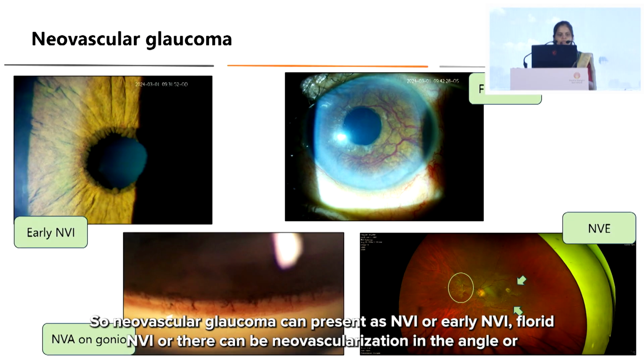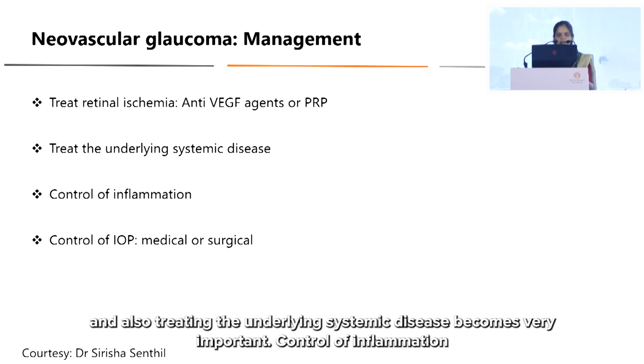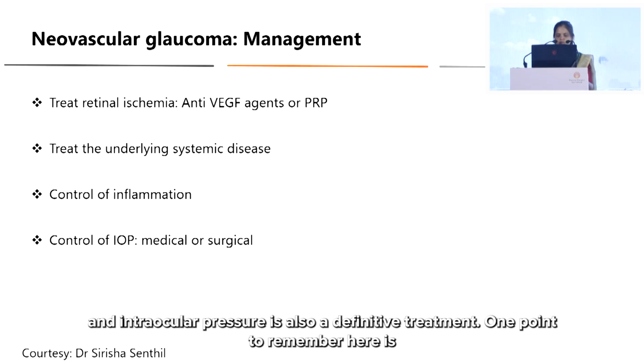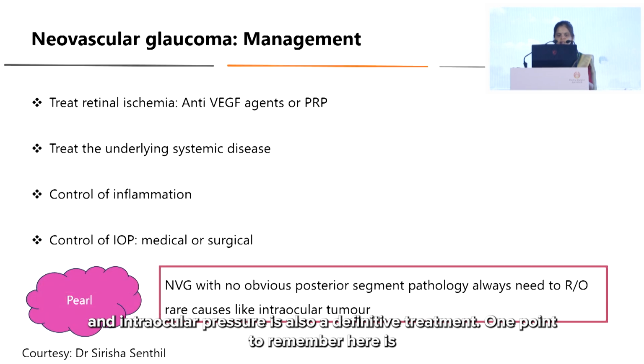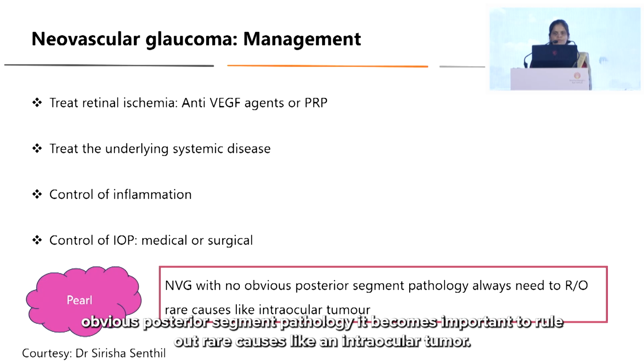Neovascular glaucoma can present as NVI or early NVI, florid NVI, or there can be neovascularization in the angle or in the posterior segment. The management basically depends on treating the retinal ischemia, and treating the underlying systemic disease is also very important. Control of inflammation and intraocular pressure is also a definitive treatment. One point to remember here is that in neovascular glaucoma, if there is no obvious posterior segment pathology, it becomes important to rule out rare causes like an intraocular tumor.